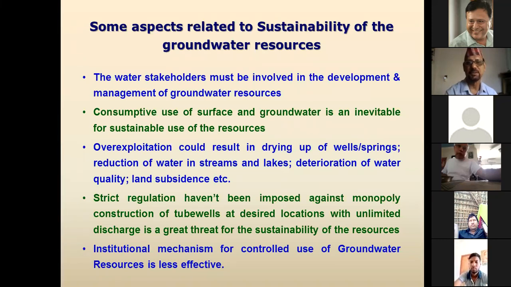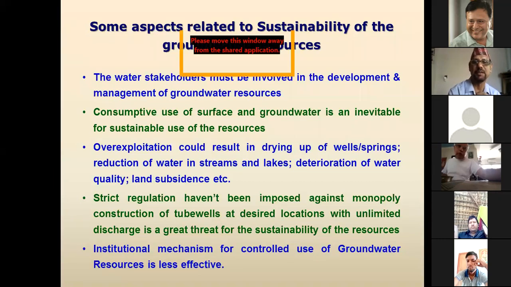The conservative use of surface and groundwater is an inevitable part of the sustainable use of water resources. So we have seen the data that both surface water and groundwater are available. We are utilizing surface water and groundwater for irrigation as well as for drinking purposes. But the calculation should be done: how much surface water is available in a particular river basin for a particular area, how much groundwater is available, and how much water is exploitable. If we work on calculated data, then sustainable use is possible. Otherwise, we will not be able to keep the water resource for the future. It will not be available.